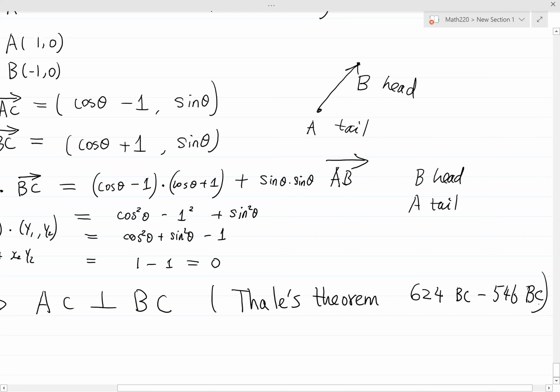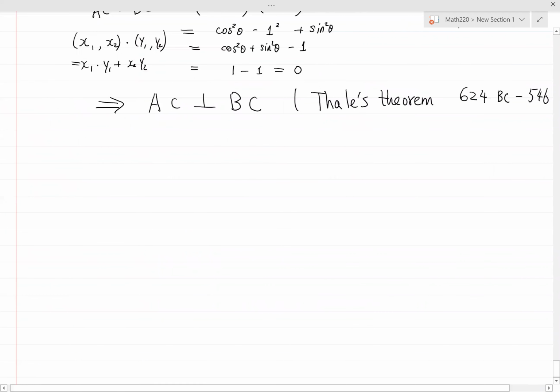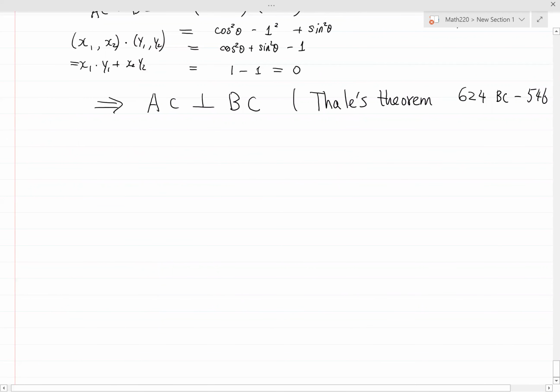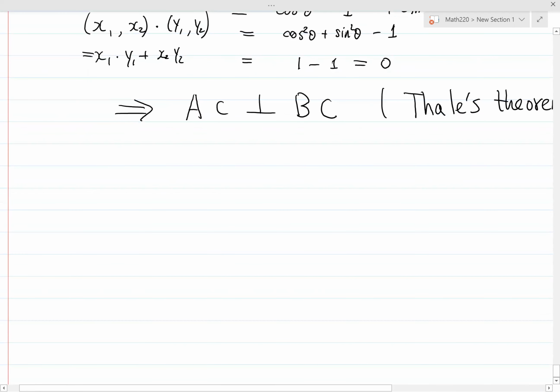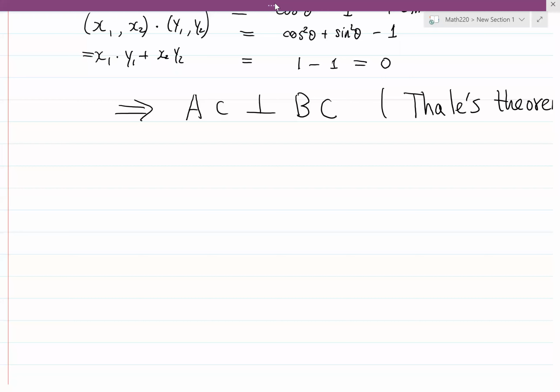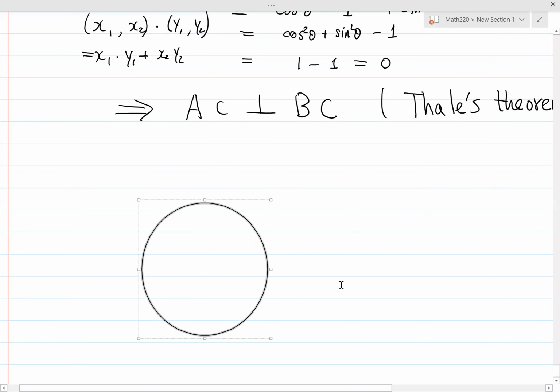Using vectors we can do a lot. For instance, we can do trigonometry. Suppose we have two unit vectors. Now let me insert a circle. Suppose we have a unit circle. This is the unit circle.